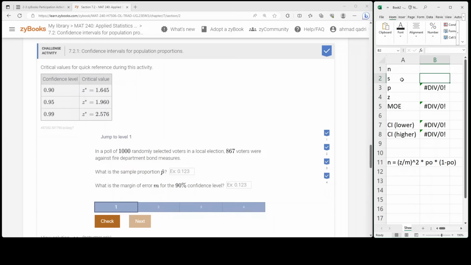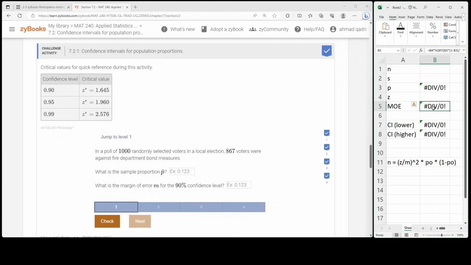S is defined as the number of successes in the total sample size, so we will enter that number here. This will automatically calculate the p-hat, the sample proportion. Then we will enter the z critical value here for the given confidence level, and this will give us the margin of error. Recall that the formula for the margin of error is z times the square root of p-hat times 1 minus p-hat over n.